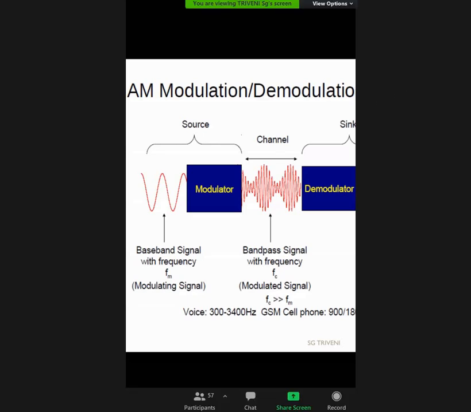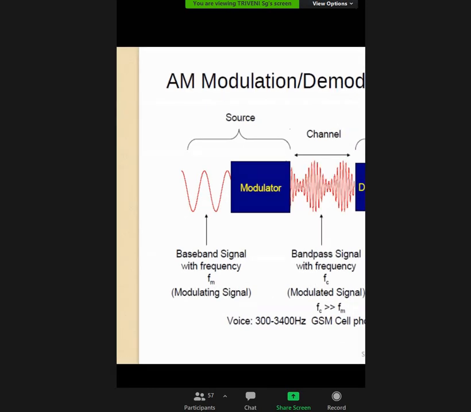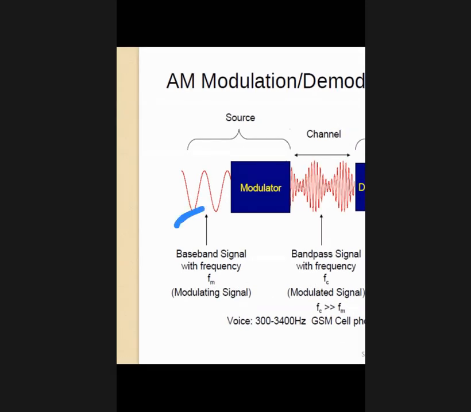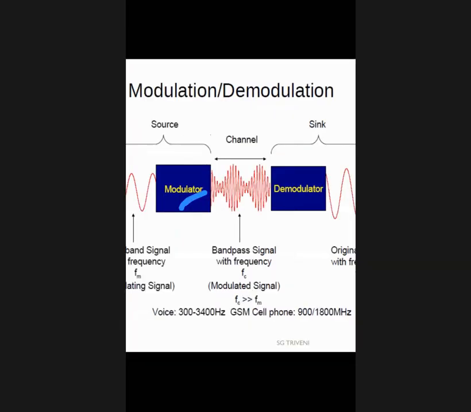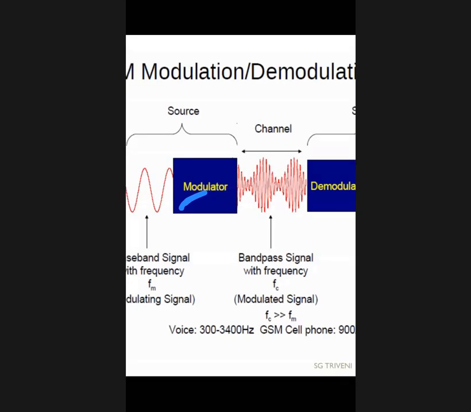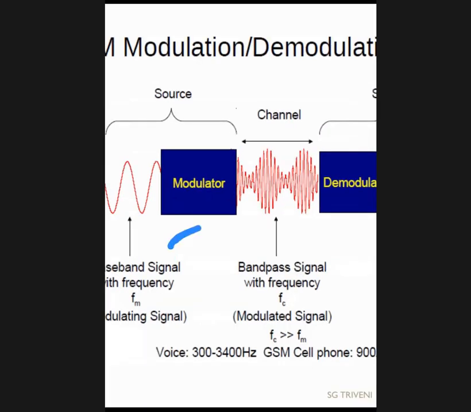Here we have the baseband signal, that is the information signal or intelligence signal. So the intelligence signal is fed to the modulator. Then after, the modulated signal is transmitted through the channel. Whatever it may be, either it may be a wireless channel or wired channel.